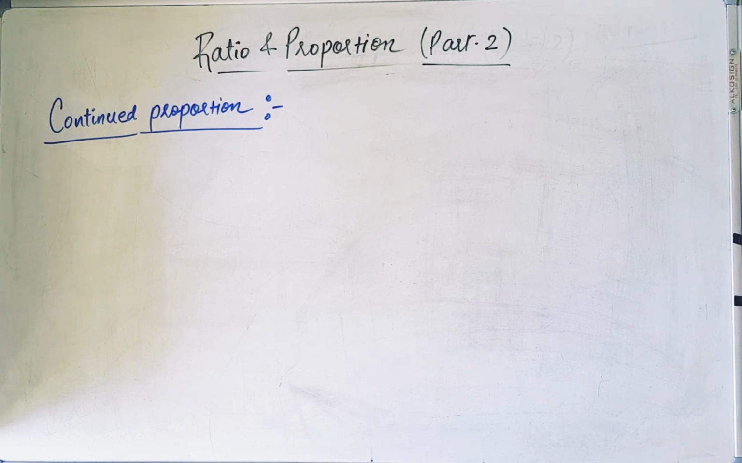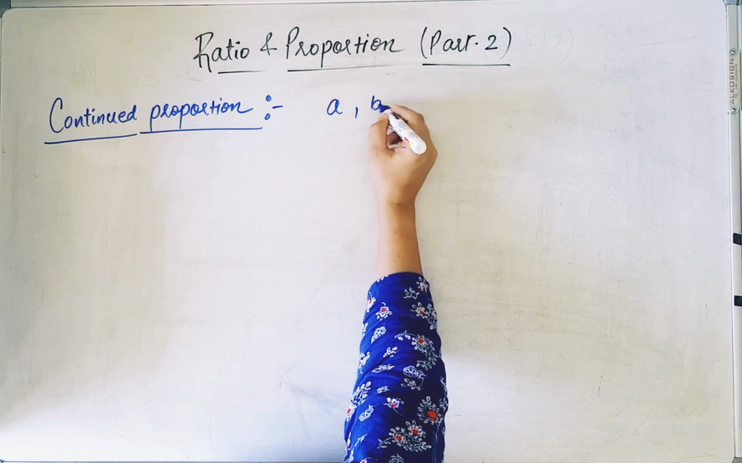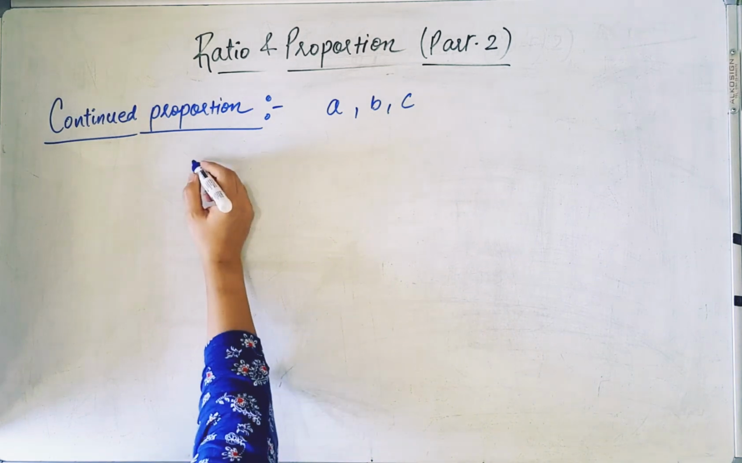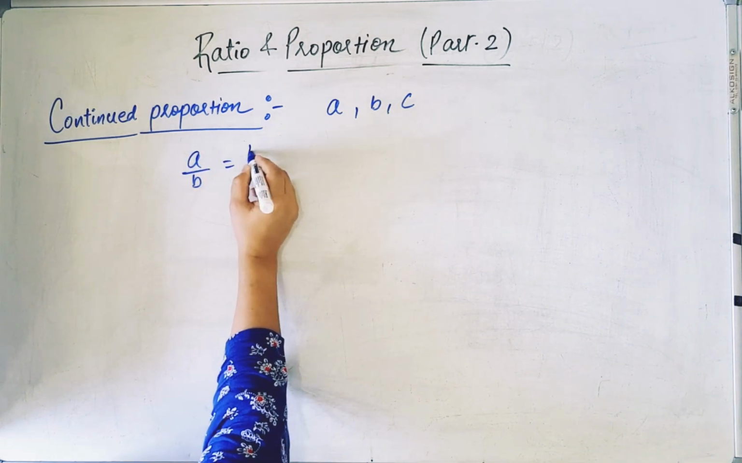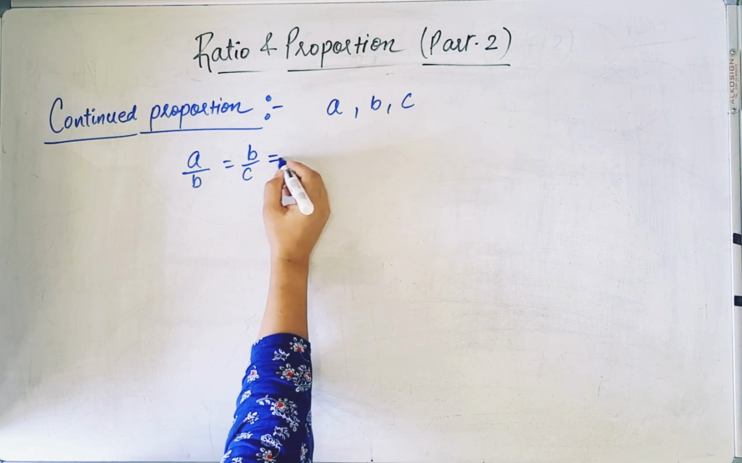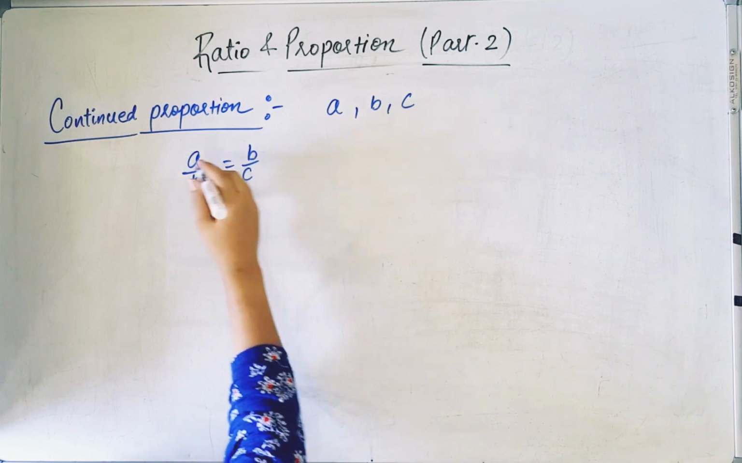Three non-zero quantities of the same kind and in the same unit, if they are there, we call them to be in continued proportion. How? Let's suppose I've assumed three non-zero quantities, A, B and C. Now they will be called in proportion if A by B equals B by C, and we'll assume this to be equal to K.